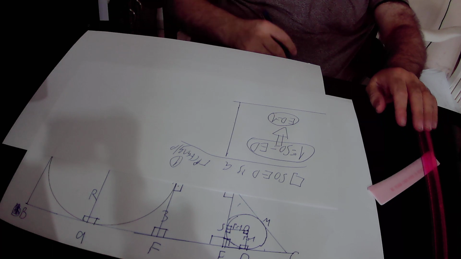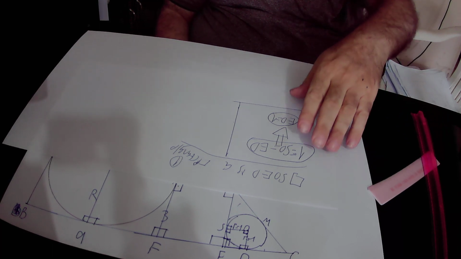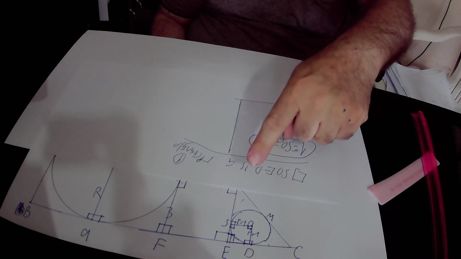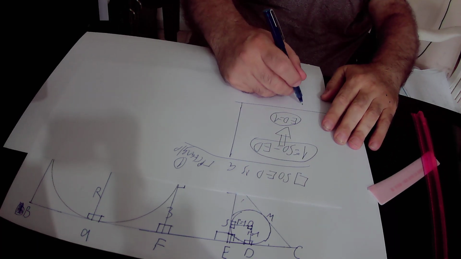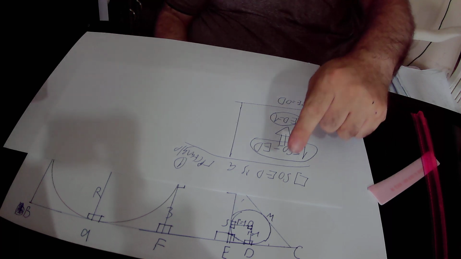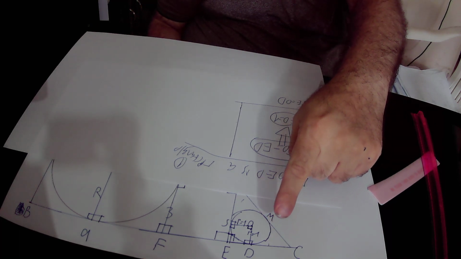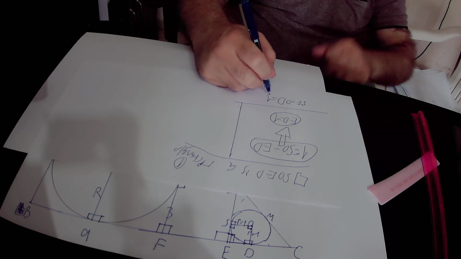Likewise, according to the sum rule that the opposite sides of a rectangle are equal to each other, we get that SE equals OD. But OD equals 1 unit. It is the radius of the small circle. So we can write here that OD equals 1.